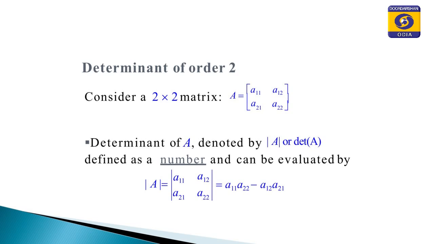Generally, consider a 2 cross 2 matrix. Suppose A is a matrix of order 2 cross 2 with elements a11, a12, a21, a22. Then the determinant of A, denoted by det A or |A|, is defined as a number that can be evaluated as a11 a22 minus a12 a21.